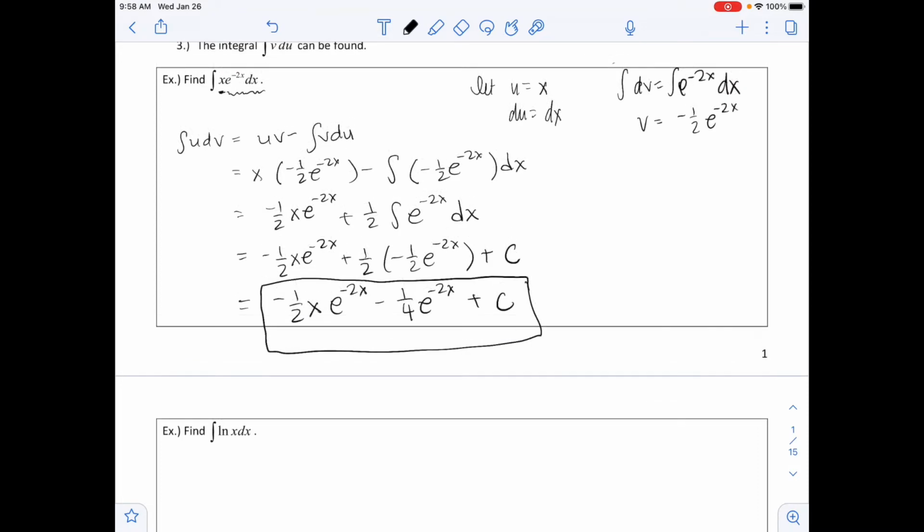You are able to check your answer by taking the derivative of the solution that we got for this one. And if you have enough time, you can do that, especially on an exam or on a quiz.